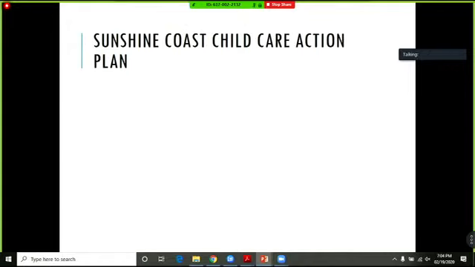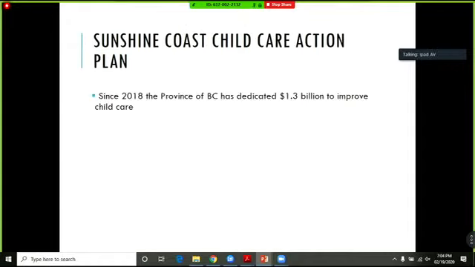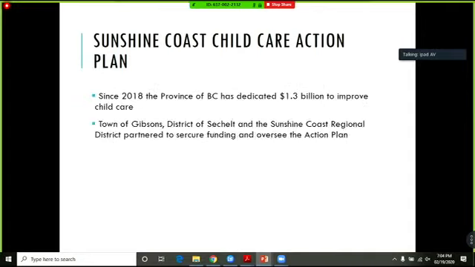So the Sunshine Coast Childcare Action Plan is out of the provincial dedication of $1.3 billion to improve childcare across the province. The town of Gibsons, the district of Sechelt, and the Sunshine Coast Regional District partnered to secure funding to oversee the action plan. And the project started in mid-July, and it's concluding tonight with the presentation to you. We'll also be doing a presentation to the town of Gibsons and the SCRD following this presentation.